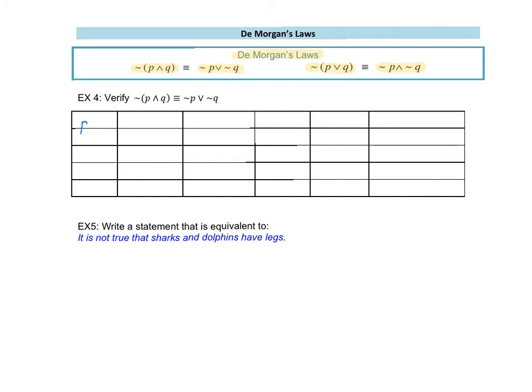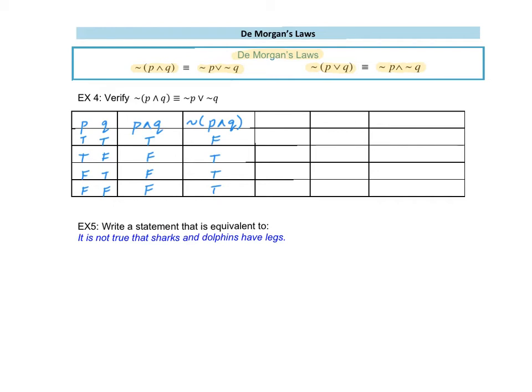So we have P, Q, true, true, false, false, true, false, true, false. And I have to first do P and Q, which would be true, false, false, false, before I can figure out what its negation is. And that would be the negation of P and Q. So if P and Q is true, false, false, false, then negate that. It's going to be false, true, true, true.